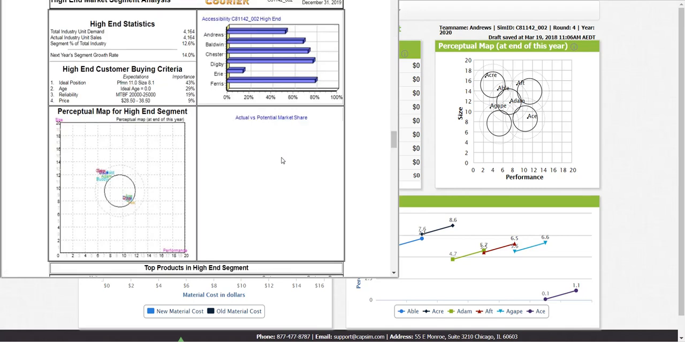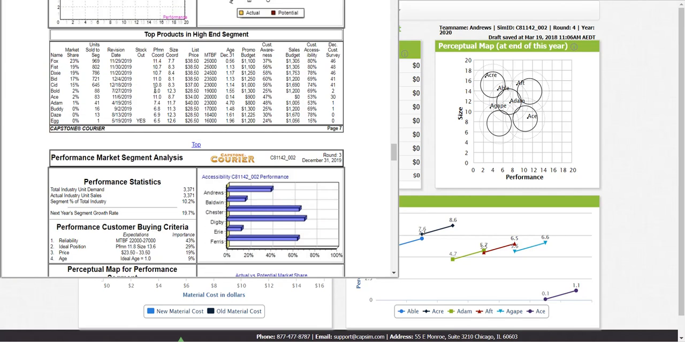This might need a refreshing. We've got something in here, and here we are. Here's ACE. We've got 2%. We sold 83,000, which is not too bad. We made 115,000, so we're doing okay there.